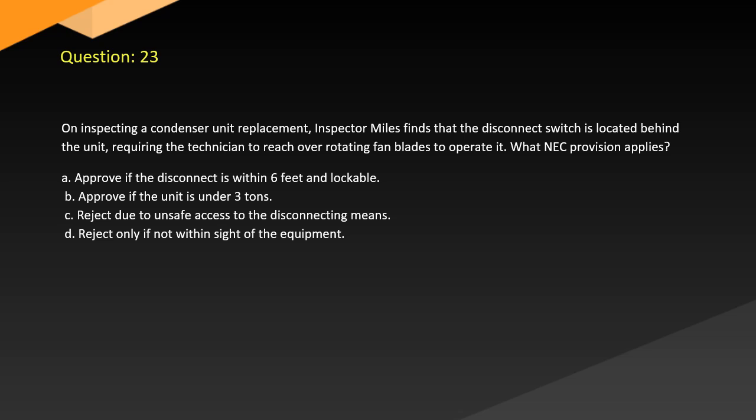Question 23. On inspecting a condenser unit replacement, Inspector Miles finds that the disconnect switch is located behind the unit, requiring the technician to reach over rotating fan blades to operate it. What NEC provision applies? A. Approve if the disconnect is within 6 feet and lockable. B. Approve if the unit is under 3 tons. C. Reject due to unsafe access to the disconnecting means. D. Reject only if not within sight of the equipment.